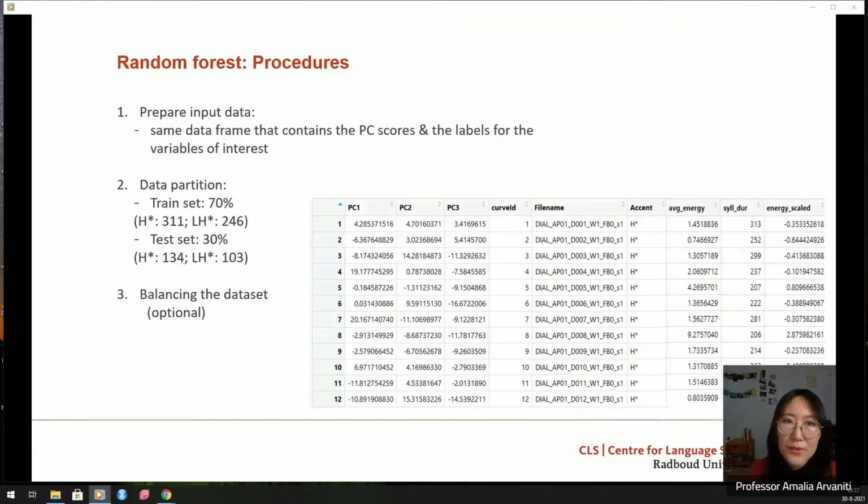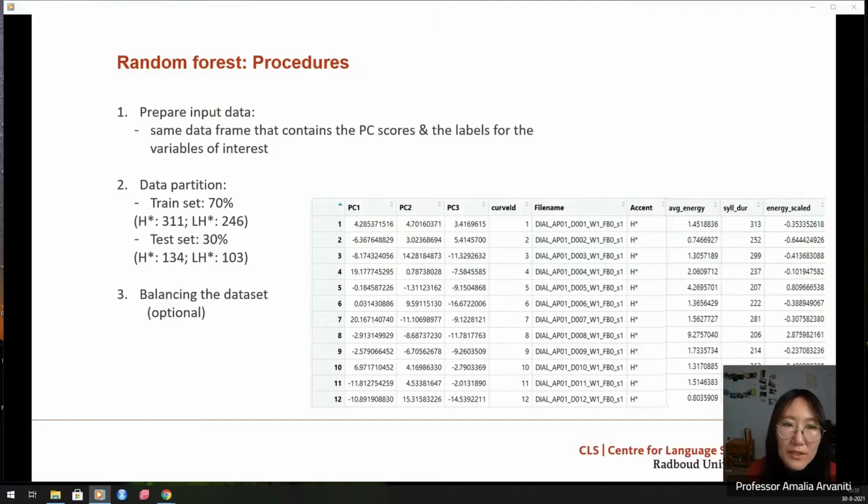The general procedures for random forest are as follows. The first step is to prepare the input data. We're using the same data frame that contains the PC scores and the labels for the variables of interest, so the PC scores and syllable duration and energy. And then we partition the data into a train set and a test set. This is regular operation in any predictive modeling method. In our case, we have 311 H* and 246 LH* in the train set, and 134 H* and 103 LH* in the test set.